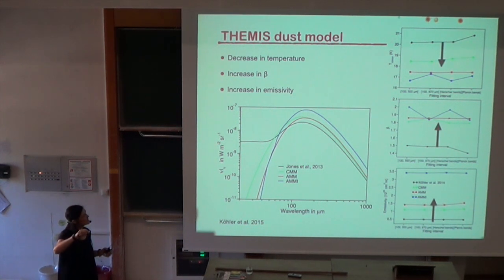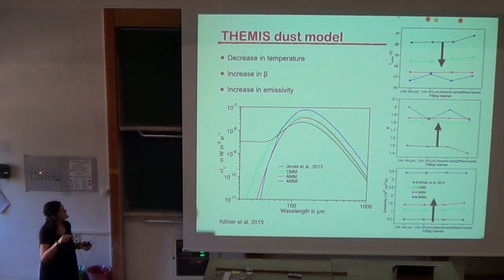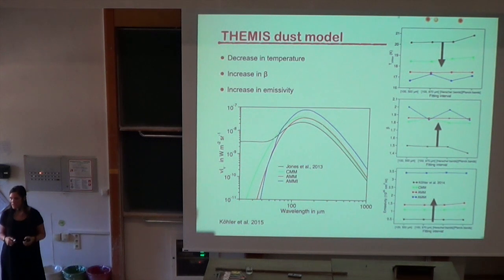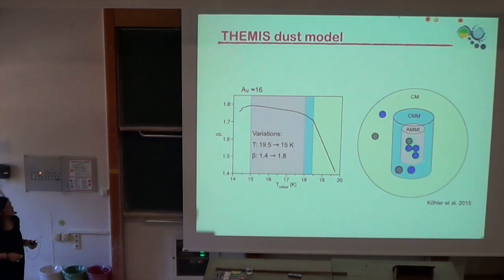But in general, we see that from the original diffuse dust model to the denser dust grains, core mantle and aggregates, the temperature decreases, the beta clearly increases due to the adding of this aliphatic-rich material, and the emissivity increases. And this is exactly what was observed with Herschel and Planck when we entered the molecular clouds or the filaments. So this model might explain this well.